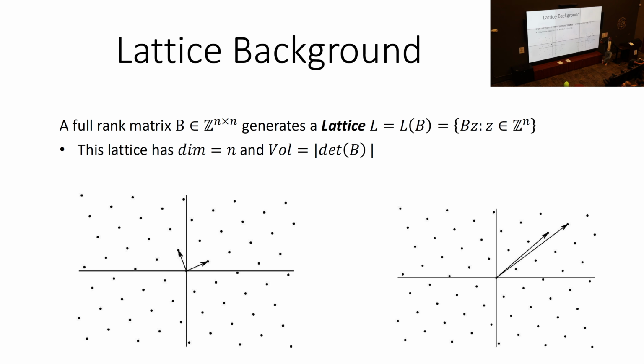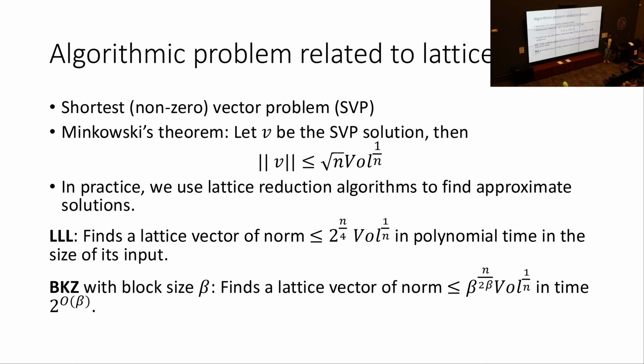Here I have a picture to give some evidence: we have the same lattice, but generated by two different bases. The problem that we are really interested in for lattices is the shortest vector problem, which states the following. I give you some basis and you have to find the shortest vector in it.